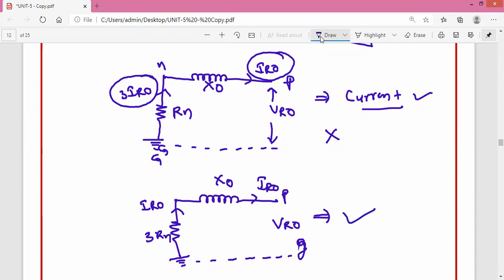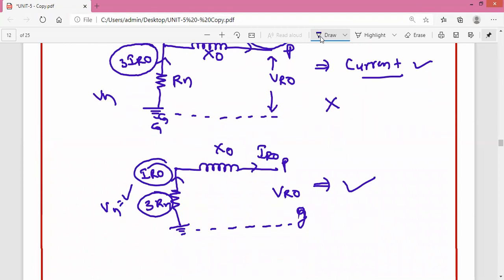In the series, the current flowing is same, IR naught, but the value of Vn is here same, 3 IR naught into Rn. So here also the value of Vn is same. Here also the value of Vn is same. So simply by changing the values of these two, now I am able to write the equation like this.